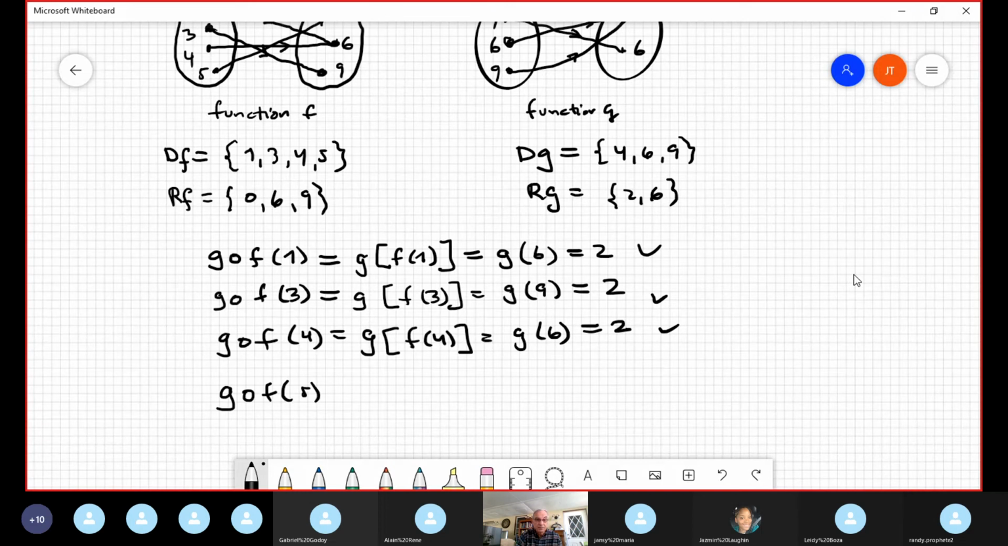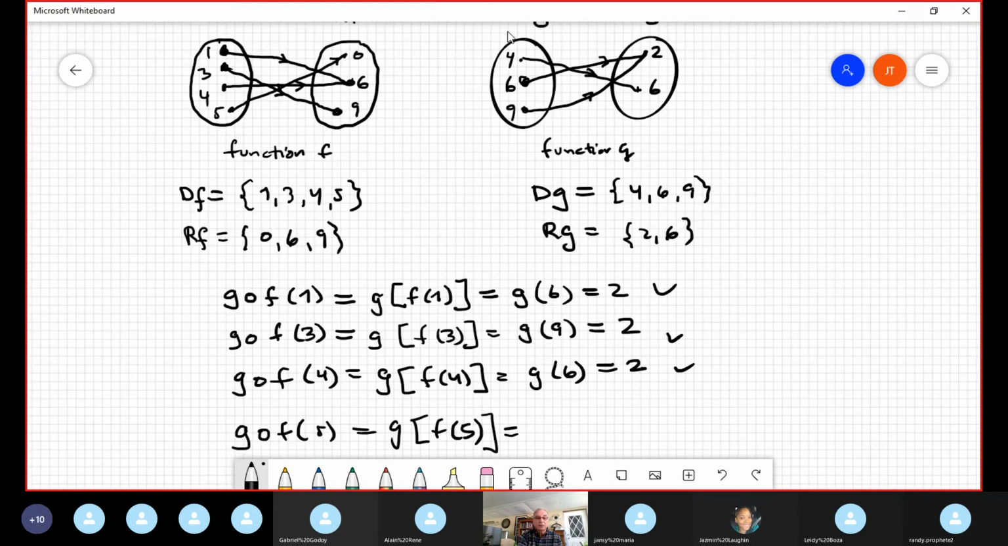Evaluating 5. It is g bracket f at 5. f at 5 is 0, and g at 0. Oh, we have no 0. Undefined. Because 0 is the value here, but we don't have 0 in the domain of g. Therefore, the answer is undefined.